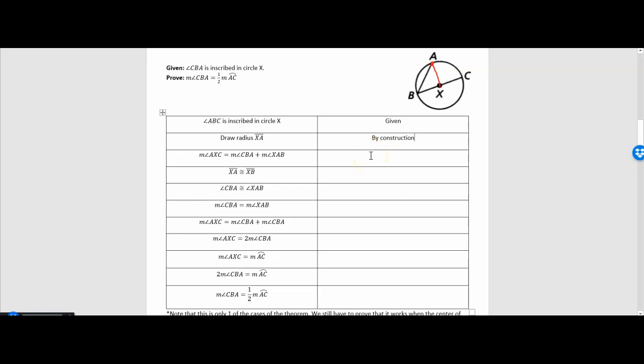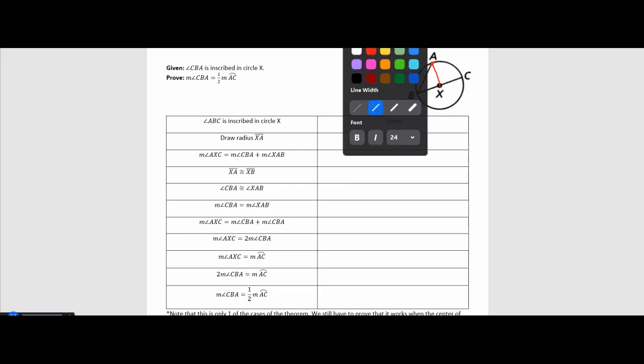Our next step says the measurement of angle AXC is equal to the measurement of angle CBA and the measurement of XAB. So what they're saying, if I label these angles, the measurement of angle 1 is equal to the measurements of angle 2 and 3. Well, what theorem tells us that? If I take this out of the circle, what tells us that this angle here has to be equal to the sum of angles 2 and 3? Well, that's the exterior angle theorem for triangles. We've proved that back in a unit previously.